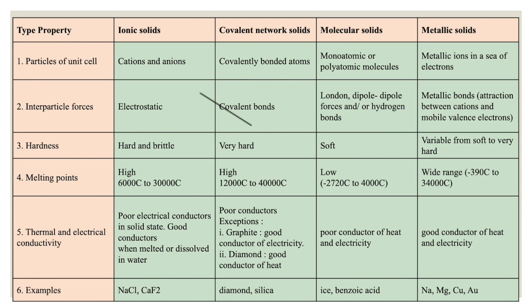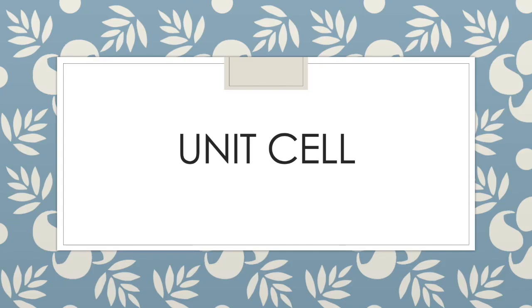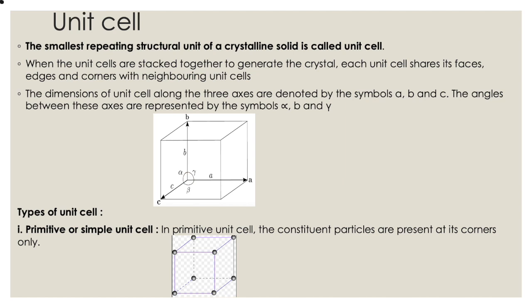The next topic that we will study is the unit cell. What is a unit cell? The smallest repeating structural unit of a crystalline solid is called a unit cell. Take the example of a cube: the smallest single unit is called a unit cell. When unit cells are stacked together, they generate a crystal, and each unit cell shares its faces, edges and corners with the neighboring unit cells.